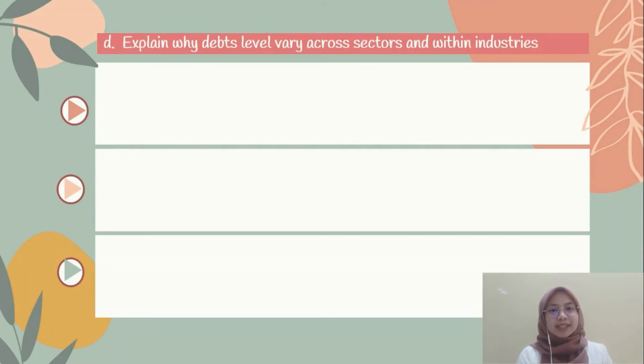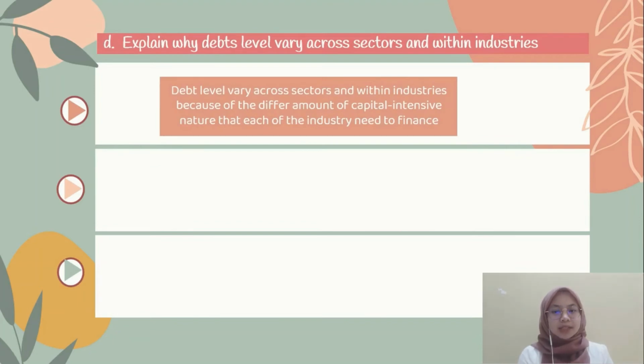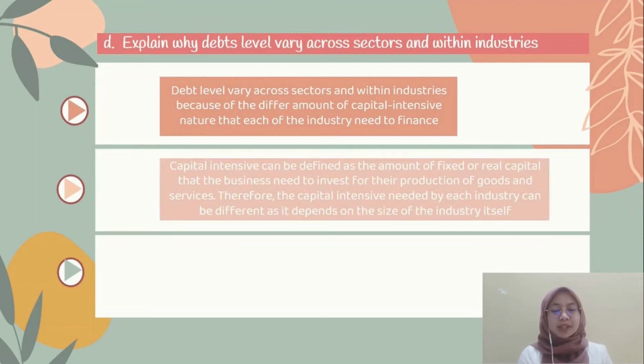So for the next question, D, explain why debt level varies across the sectors and within the industry. One of the reasons why debt level varies across the sectors and within the industry is because of the different amount of capital intensive nature that each of the industry needs to finance. Capital intensive nature here can be defined as the amount of fixed or real capital that each business needs to invest in the production of goods and services. Therefore, the amount of capital intensive nature can be different as it depends on the size of the industry itself.